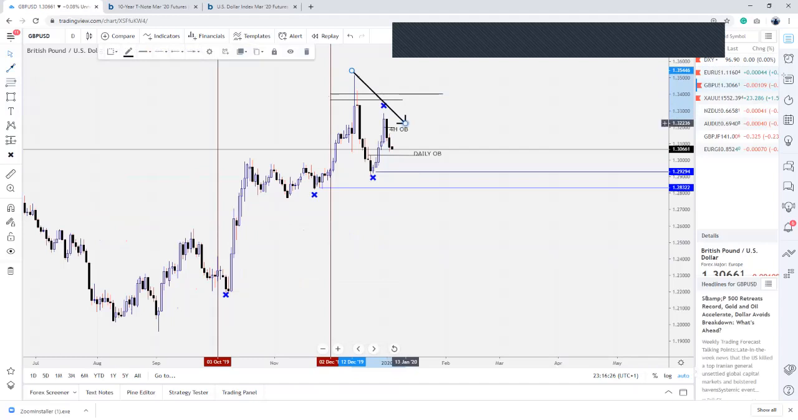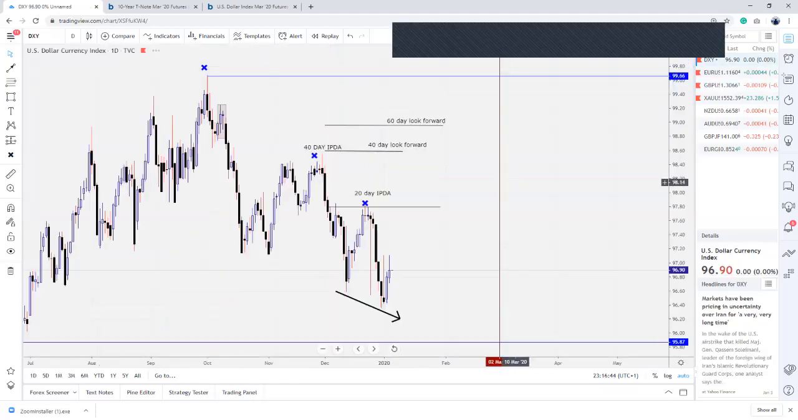So DXY making lower highs, lower lows. EU, as is meant to be, making higher highs, higher lows, while GU making lower highs, lower lows. That tells you something. Okay, it tells you there's a crack in correlation between DXY, EU, and the pound. So you guys all know what's going to happen.